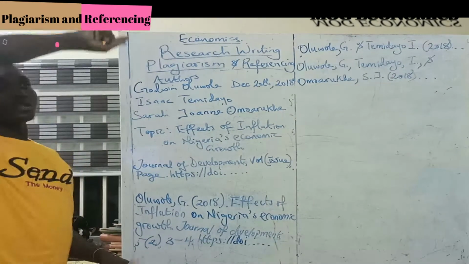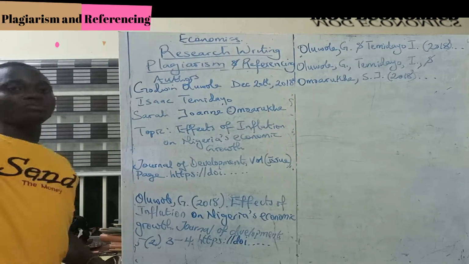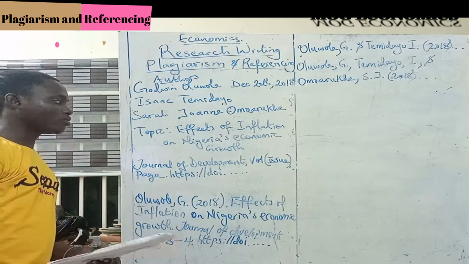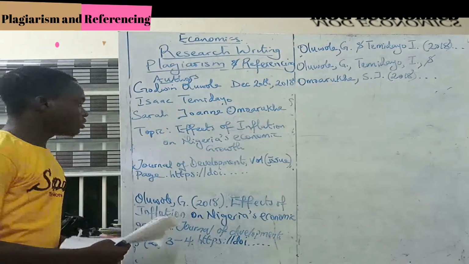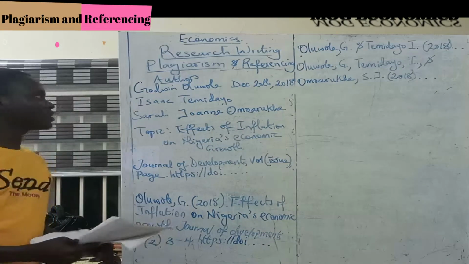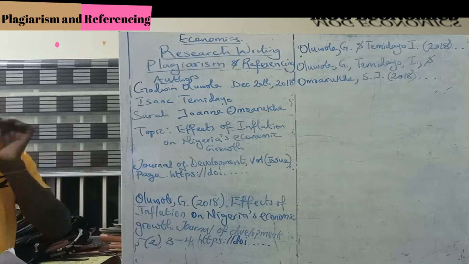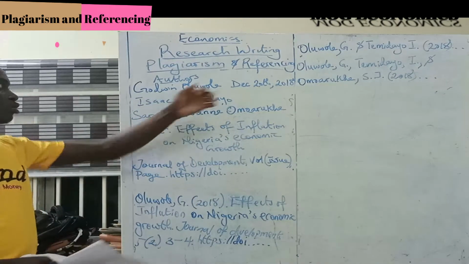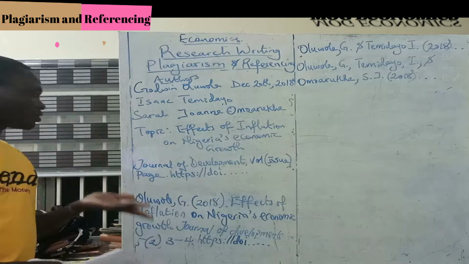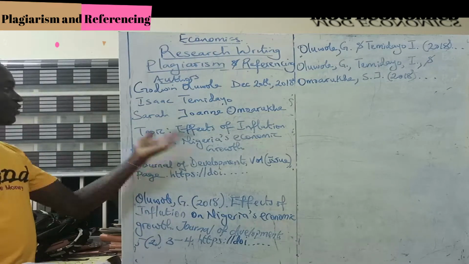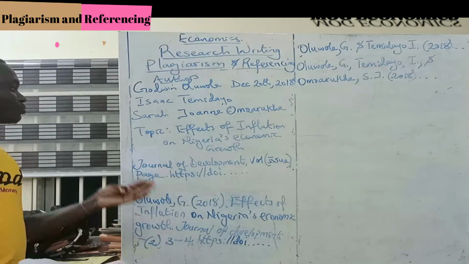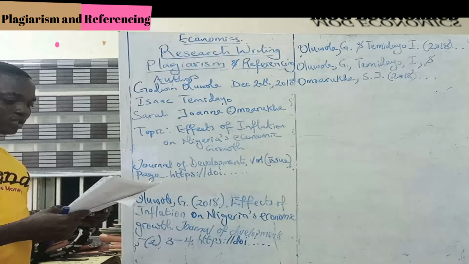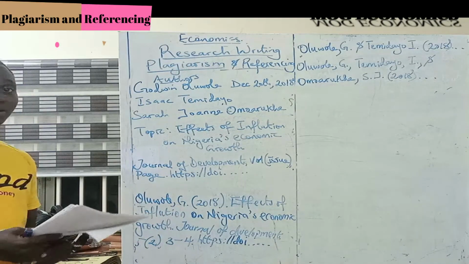You can easily copy the journal name from the top of the first page. The first thing: Journal of Development. Then you see the volume and the issue beside it. So first is a journal with one author. Godwin Oluwole is the author of that journal, and the topic happens to be the effect of inflation on Nigeria's economic growth. Now this is the journal. Then you have the DOI, which is called Digital Object Identifier.